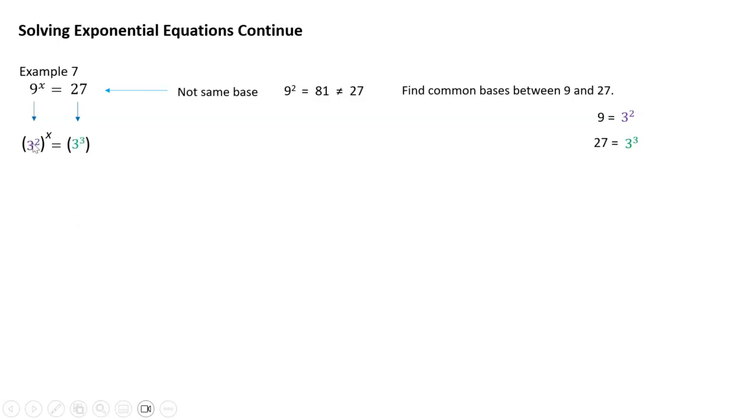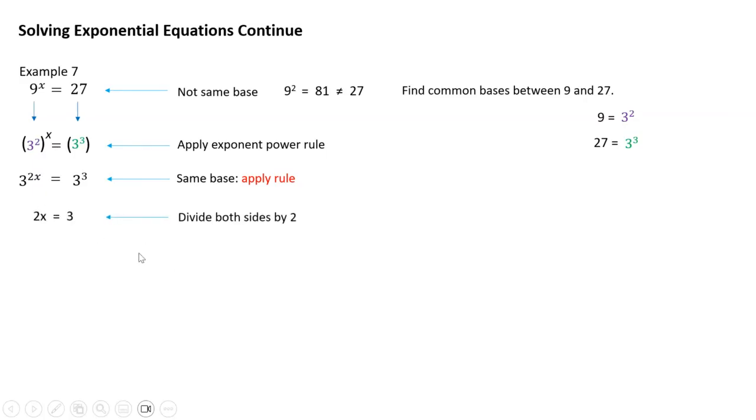Now, on the left side, I'm going to apply the exponent power rule, which means when you have a base to a power raised to another power, we multiply the powers. You see now, guys, we got the same base. Now the rule can be applied. So 2x equals 3. We divide both sides by 2. So x equals 3 over 2.